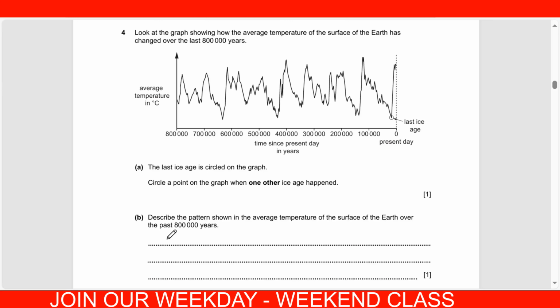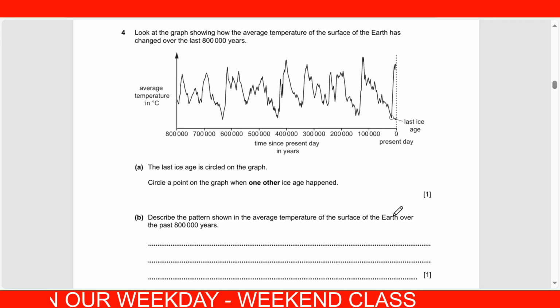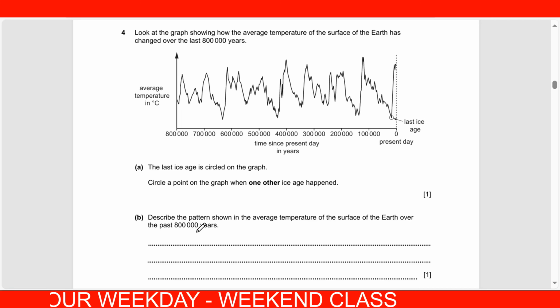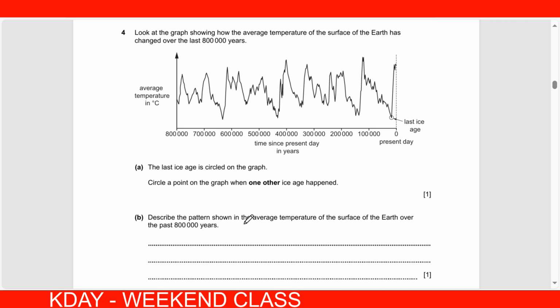Next. Okay, guys. 4B. Describe the pattern shown in the average temperature of the surface of the Earth over the past 800,000 years. Okay, let's check out the answer, guys. If you need some more time, please pause this video.